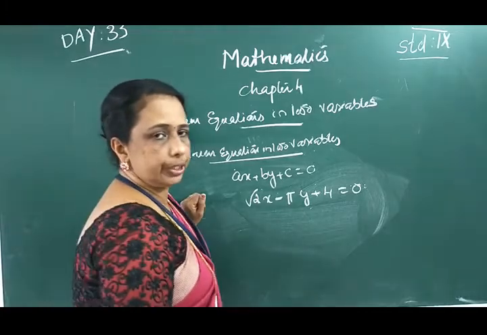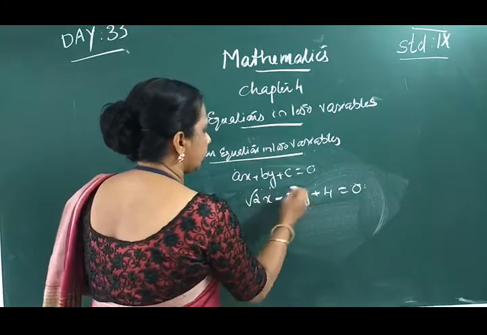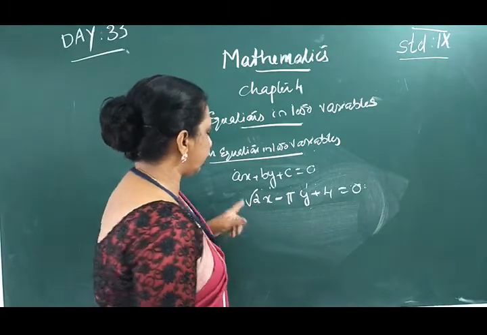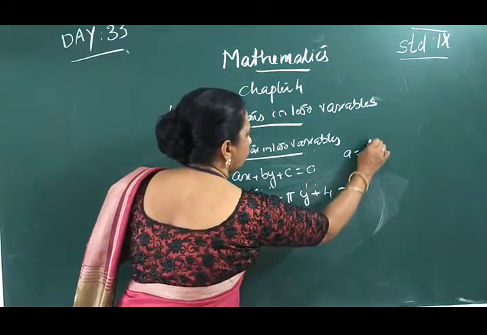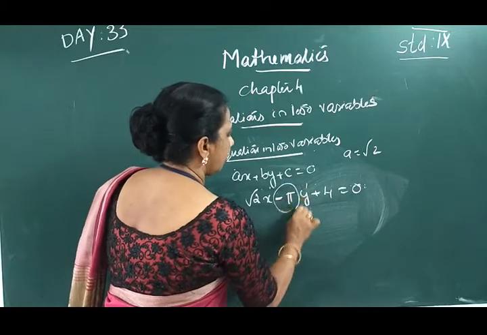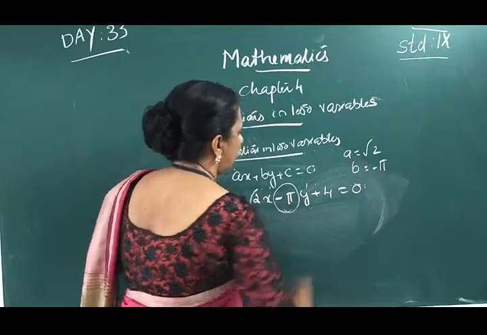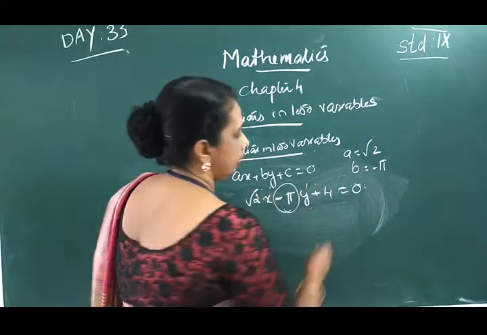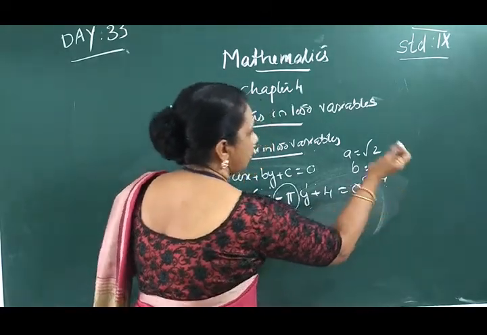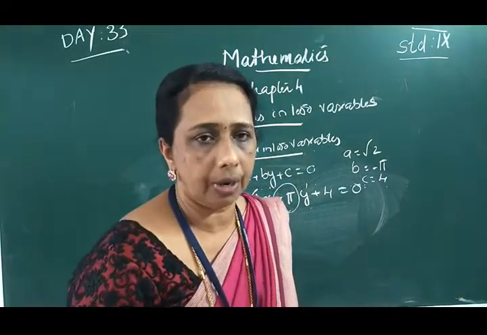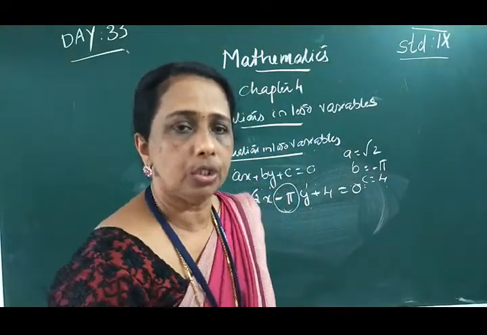Is it a linear equation in two variables? Yes, it is a linear equation in the variables x and y. Here, what is a? Coefficient of x. a is equal to root 2. And what is b? Coefficient of y, that is equal to minus 5. And what is c? c is equal to 4. So we can write a, b and c from the given linear equation in two variables.